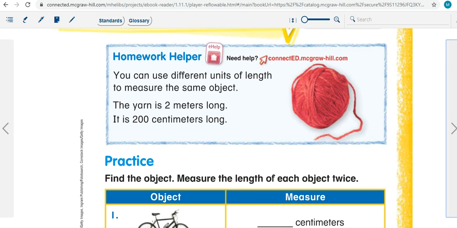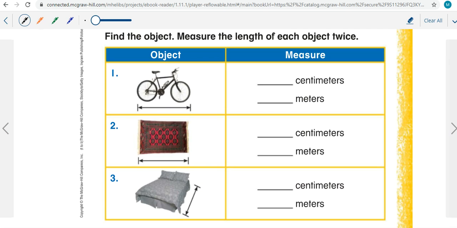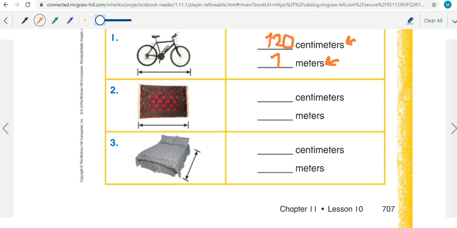Now, find the object, measure the length of each object twice. Remember, why does it say twice? Because first you measure in centimeters and then you relate to meters. Now, we already estimate the measurement of this bike. Let's say that this bike is 120 centimeters, so it's about 1 meter. The rug, let's say it's 200 centimeters, it's about 2 meters. Why? Because 1 meter has 100 centimeters.